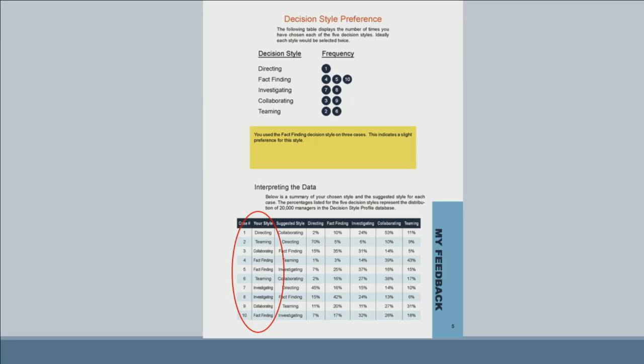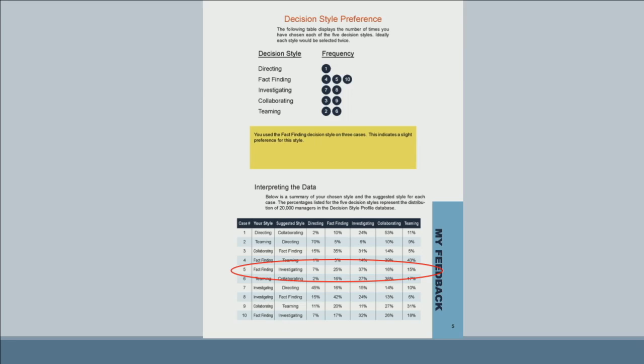The printout actually shows you not only what your style was, the choices that you made for each one of these 10 cases, it also tells you what the suggested style is, and that's just what it is. It's not that you got this one wrong. It's the suggested style. And that suggestion actually comes from the database of managers, which is pretty extensive.